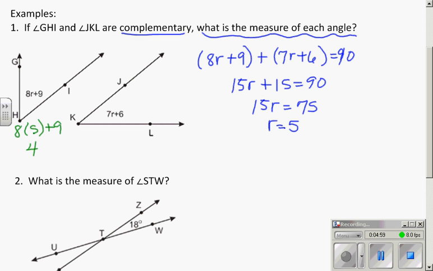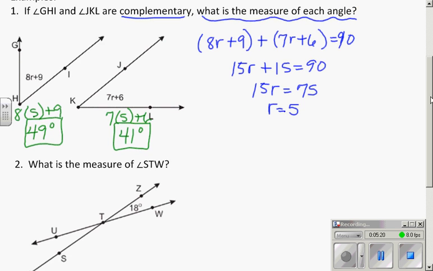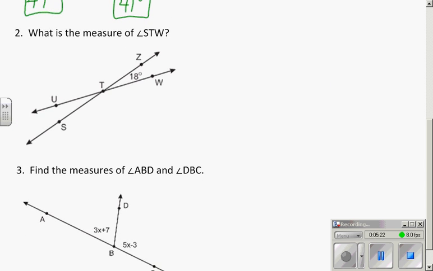And so you have 8 times 5 plus 9, this angle is 49 degrees. And 7 times 5 plus 6, I'm sorry, this angle is 41 degrees. And you should know that you are correct because those two should add together to make 90 degrees.